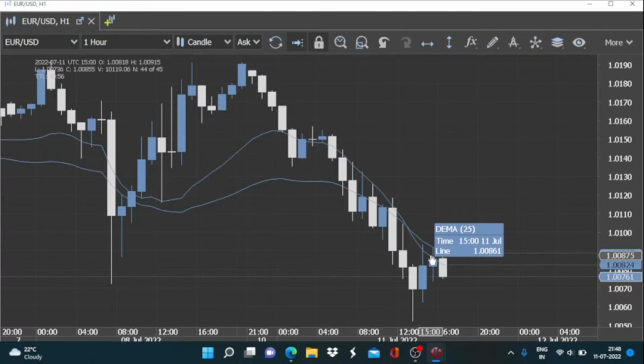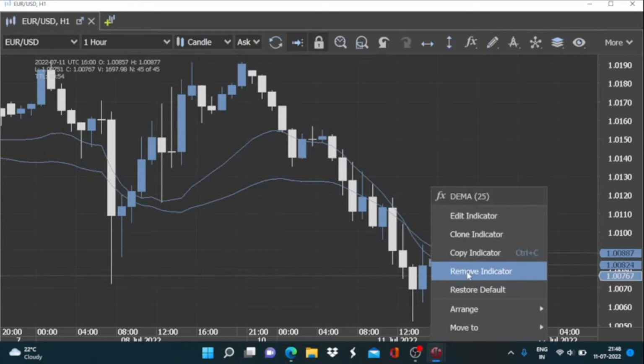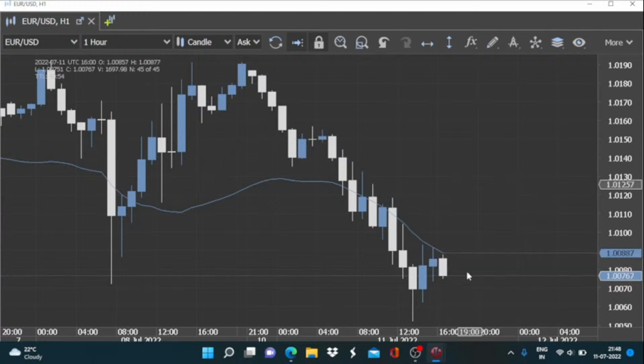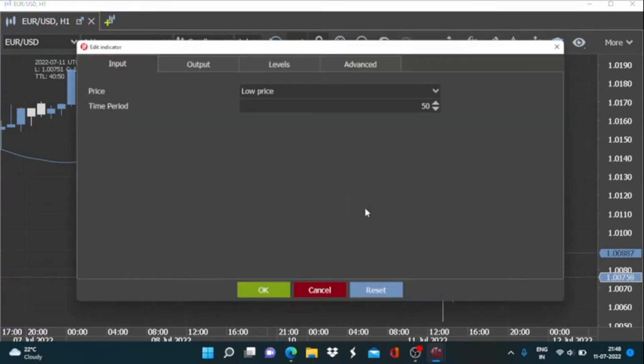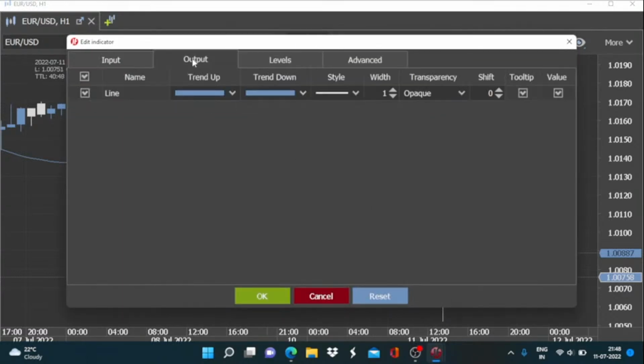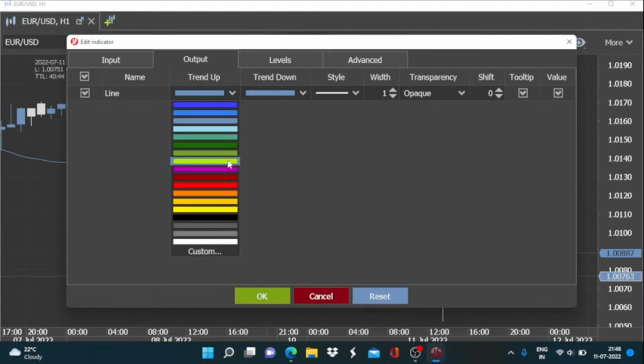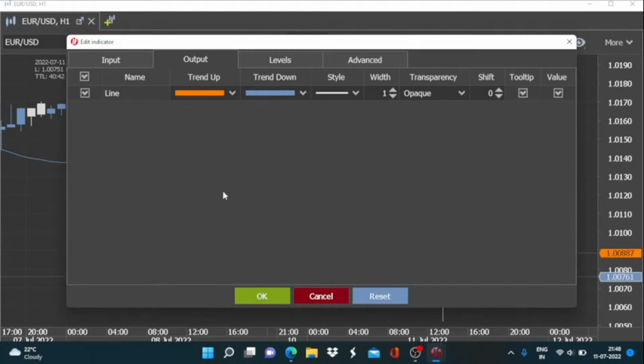Now I will again remove this lower time frame DEMA, and we will see more of the editing properties, what can be done. So this is the coloring combination. If you are a person who likes to play around with color combinations, then this is a good place.